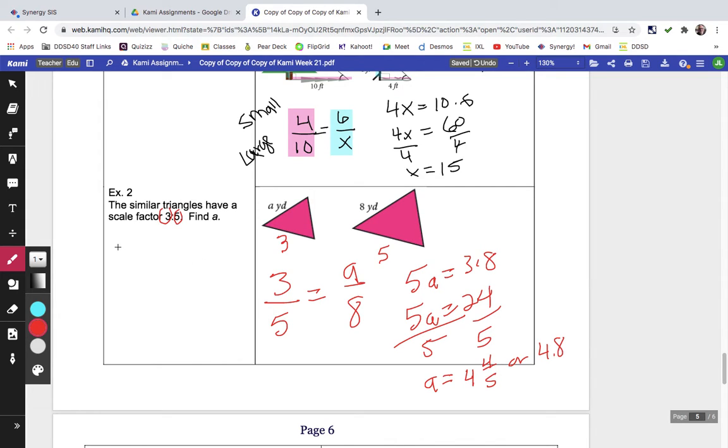And to double check that, here's what we can do. 4.8 divided by 3 equals 1.6. 8 divided by 5 equals 1.6. Another thing we can do is 3 divided by 5 and we get 0.6. And then we could do 4.8 divided by 8, and we also get 0.6. So we have consistency.